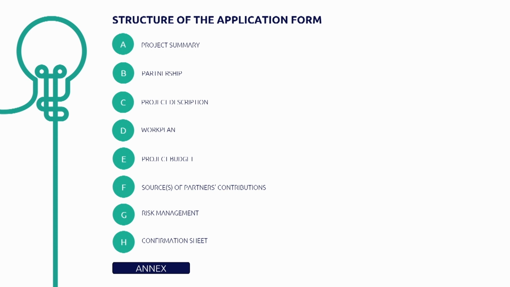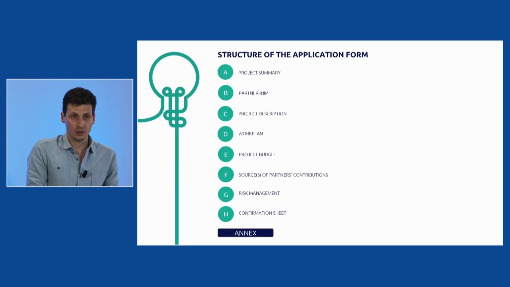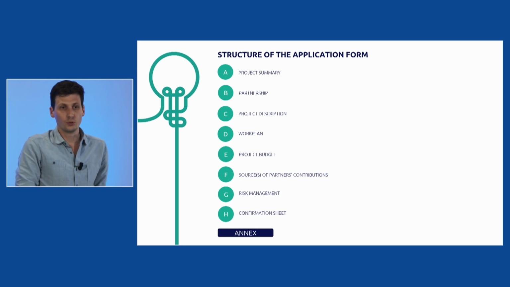Okay, so I'm going to start with the beginning, how we structure your application form. As you can see on the screen, your application form is composed of 8 parts. First thing to see is that you will have a dedicated part on the project summary, on the partnership and on the project description. So this was already described before. In this presentation, I'm going to focus more on part D, the work plan.